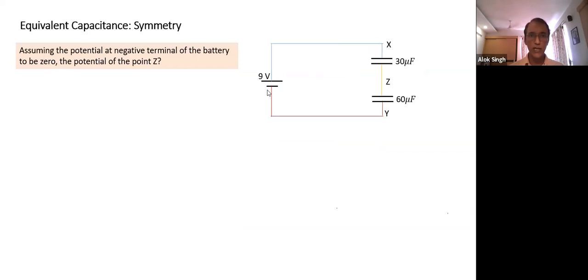Now come to some other equivalent capacitors. We'll take advantage of some kind of symmetry. So some questions may be like this. Suppose this battery is given. If the negative terminal potential is 0, what is the potential of point Y? Okay, so let me pick up one view.